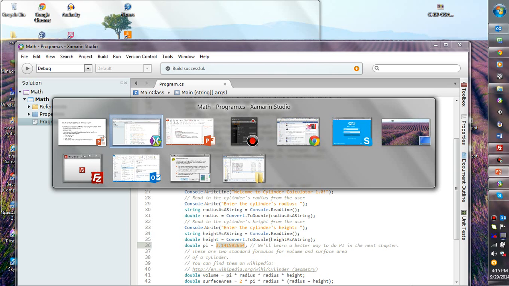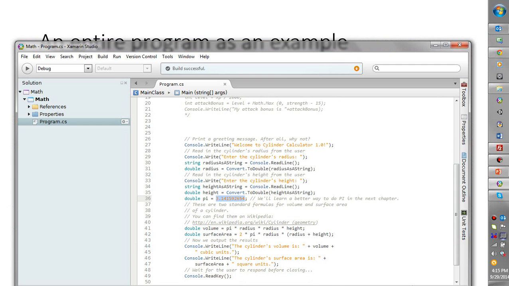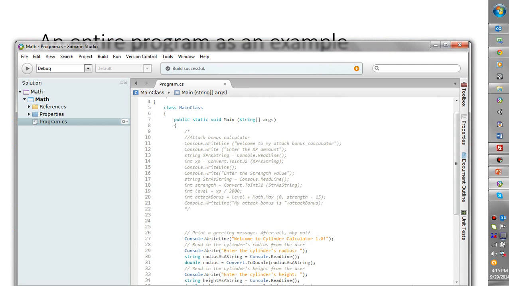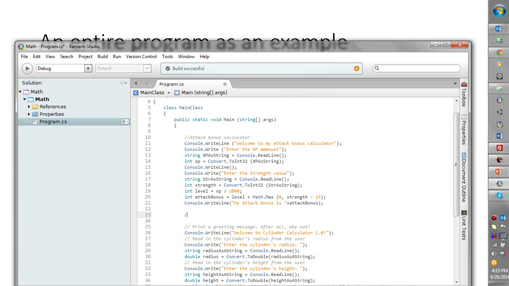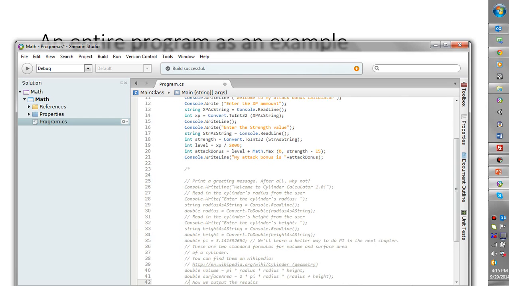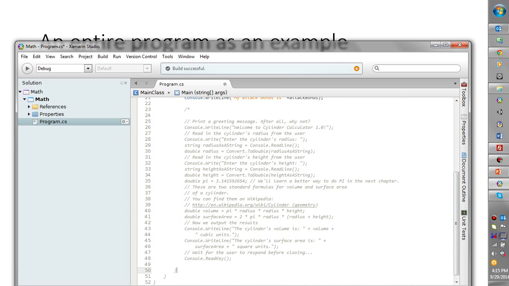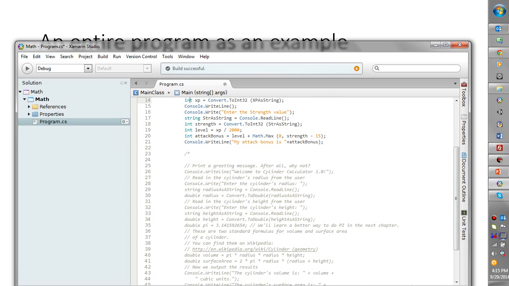So I typed that into Xamarin, and this is what I got. Okay, so take a look at what I've written.